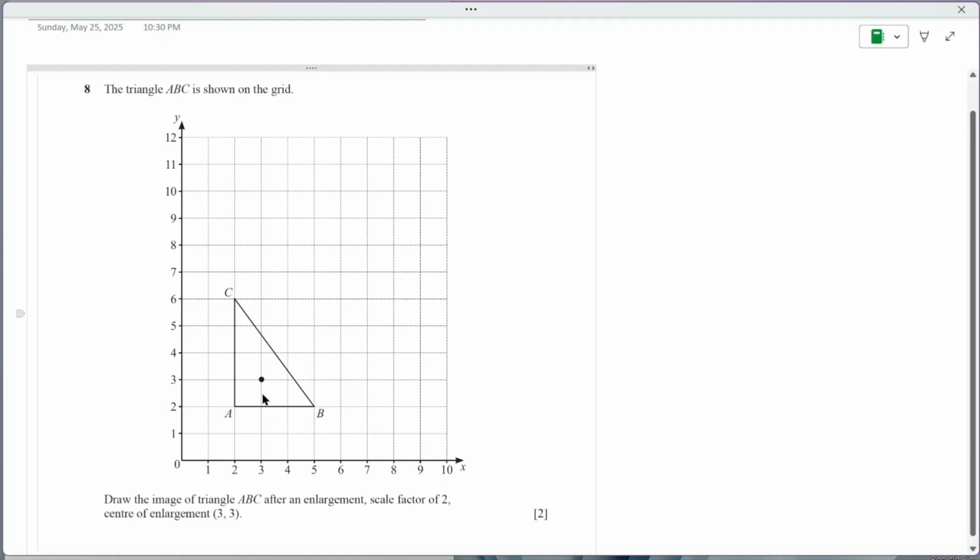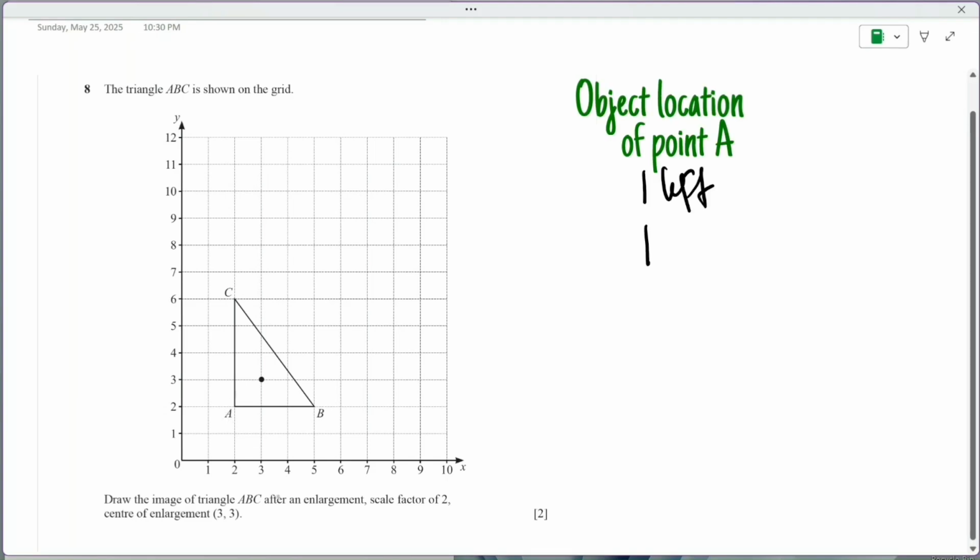Now when we say enlargement by point method, let's say we take point A. This is point A, and this is the center of enlargement. We are going to locate A from the center of enlargement. If you're locating A from this point, you go one step to the left and one step down. So you go left and down, one left, one down. Let's write it out. One left, one step down. That's it. And it says enlarge by a scale factor of 2.